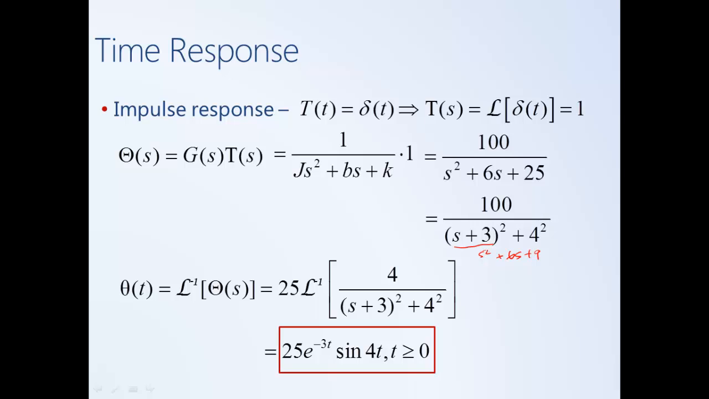So what this tells us is, if there's an impulsive torque applied to the driveline, we would expect it to ring. The angular twist in the driveline would oscillate with decaying amplitude.